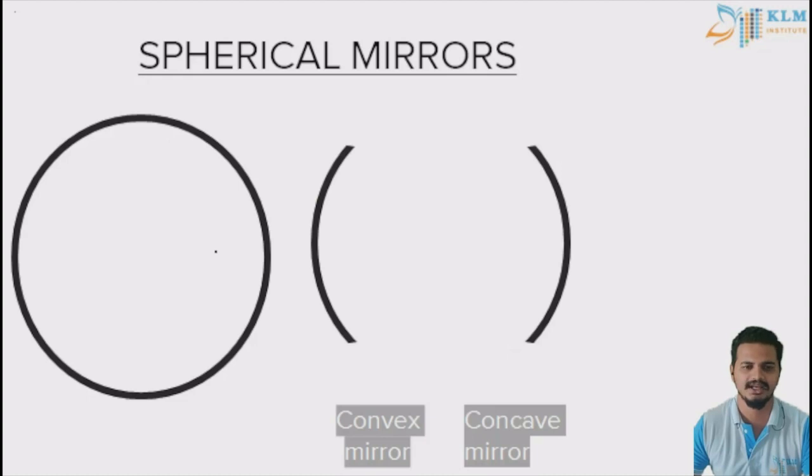So what is a spherical mirror? Imagine a sphere like this and make a few cuts here. What you get here are two spherical mirrors. One is a convex mirror and one is a concave mirror. Here in the convex mirror, the reflecting surface is on this side. And on the concave mirror, this is the reflecting surface.